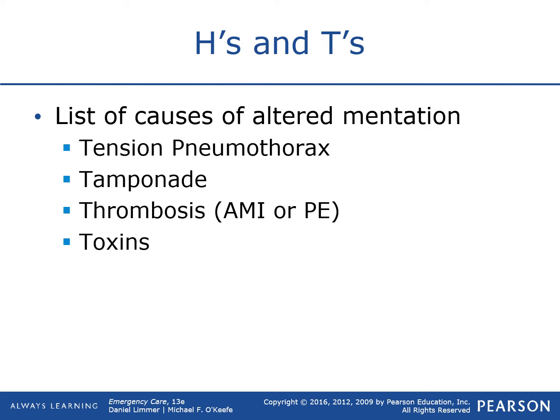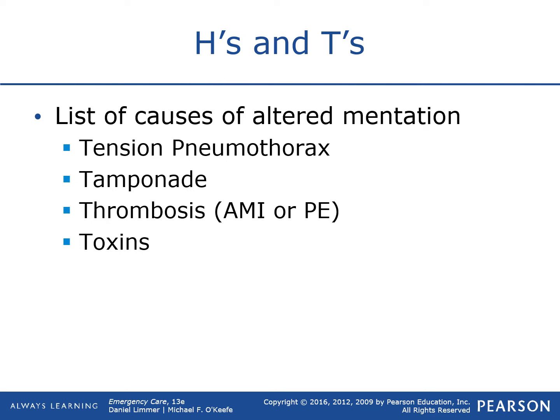Next one is thrombosis. Remember we talked about thrombosis as being a blood clot that will detach and float around through your body, and it can lodge and cause an acute myocardial infarction or a pulmonary embolism. So either one of those will cause an oxygen supply problem and or a heart problem, which in turn causes an oxygen supply problem to your brain. And the last one is toxins. Toxins are, very simply put, like alcohol or drugs, something that can affect your body and that will oftentimes cause altered mentation. If you think of a drunk person, they have altered mentation.